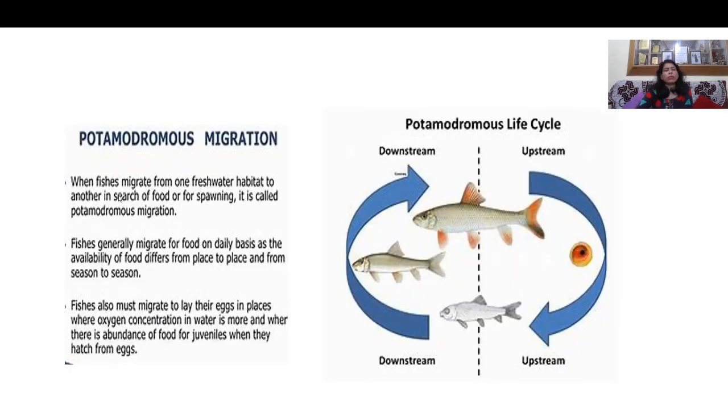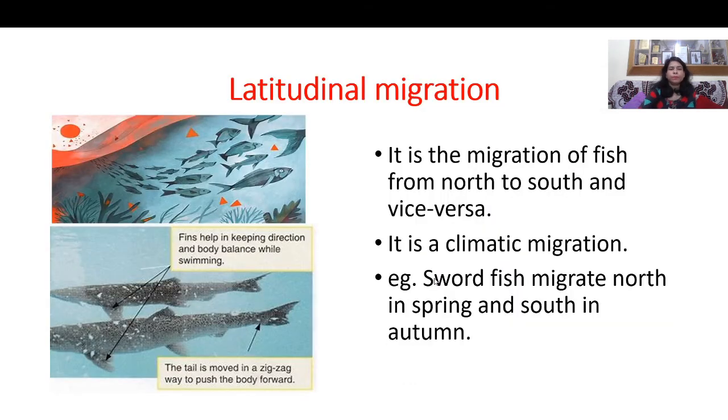Potamodromous type of migration is the migration from one habitat of freshwater to another habitat of freshwater. Fishes generally migrate for food on a daily basis as the availability of food differs from one place to another and from season to season. Fishes also must migrate to lay their eggs in places where oxygen concentration in water is more and where there is an abundance of food for juveniles when they hatch from eggs. So they go in search of more food and good spawning grounds.